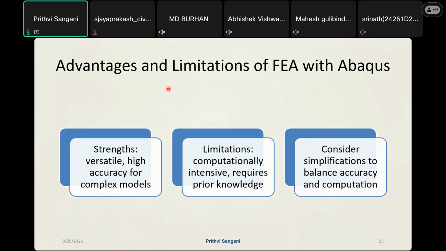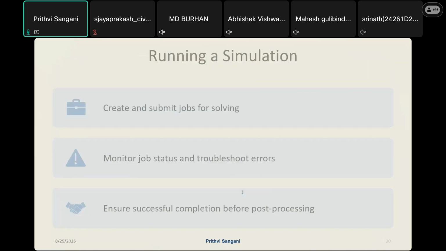complex scenarios. And limitations: it definitely requires computational intensity. And I should not say this is a limitation, it requires prior knowledge of FE, because whenever you are doing meshing, or material properties, or giving inputs, your end results are going to be affected a lot by your inputs. Like previously, I was mentioning what your inputs are.